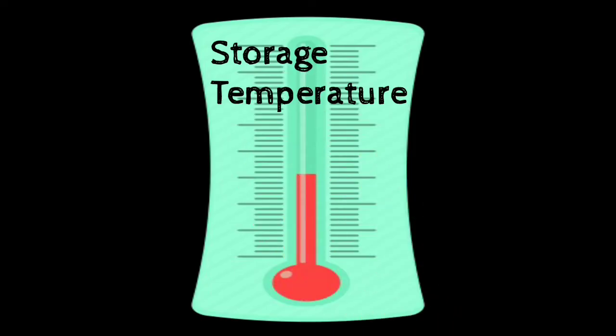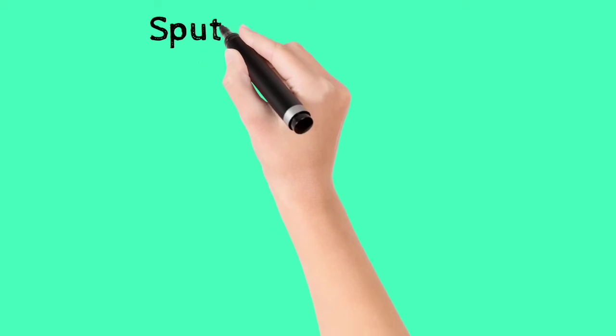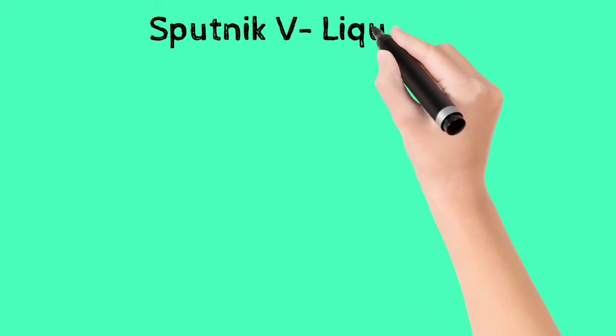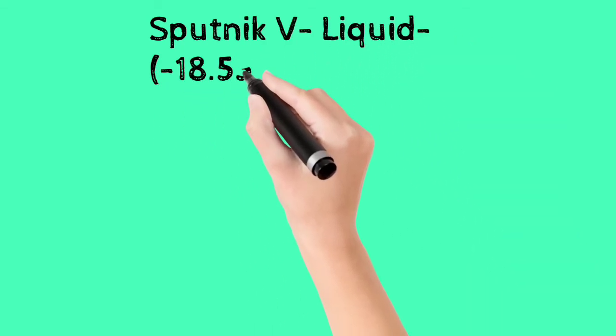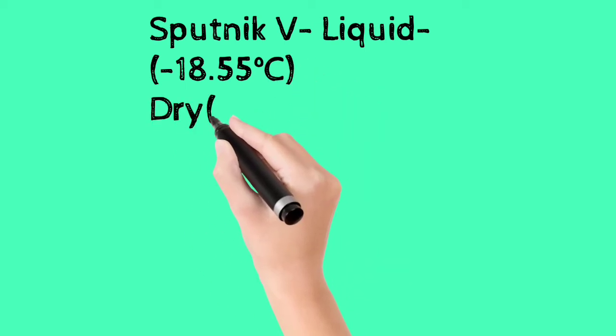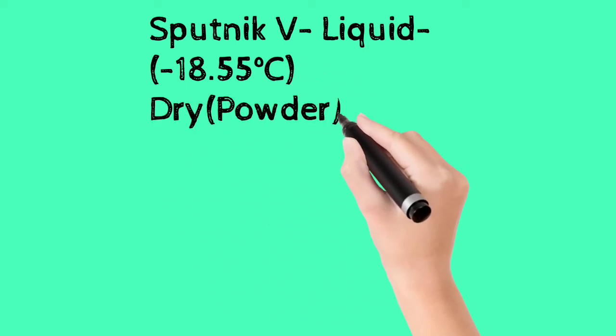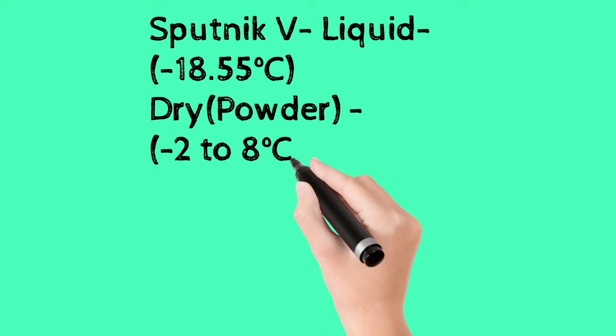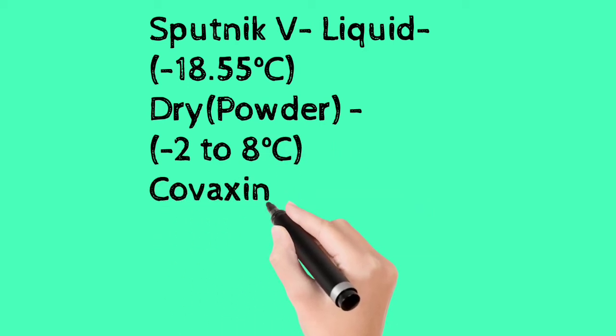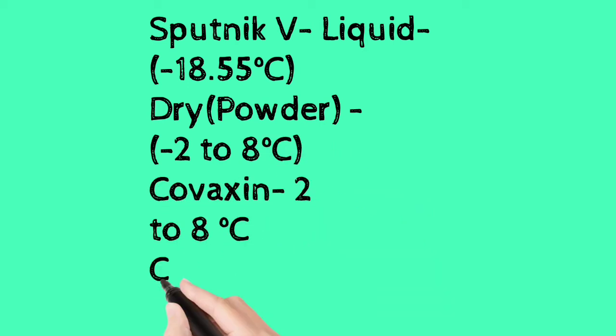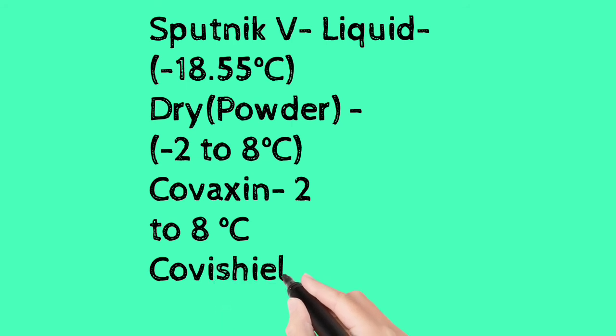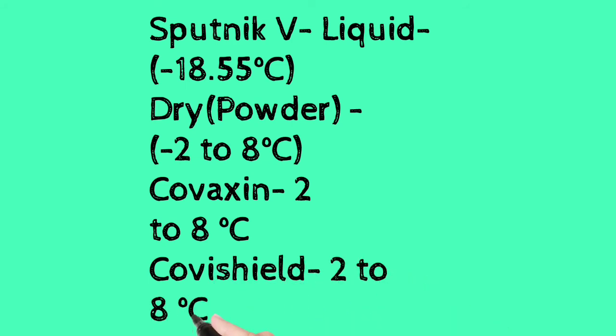The vaccines should be stored at which temperatures? Sputnik V should be stored at minus 18.55 degrees Celsius in liquid form. In dry form, it should be stored at minus 2 to 8 degrees Celsius. Covaxin should be stored at 2 to 8 degrees Celsius and Covishield should be stored at the same temperature.